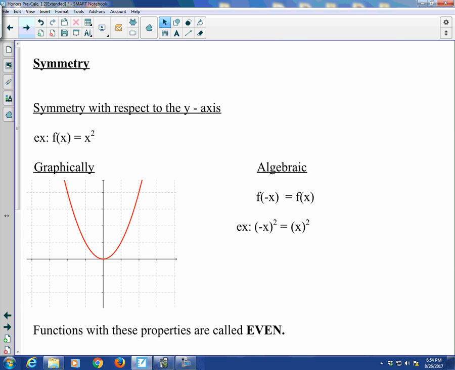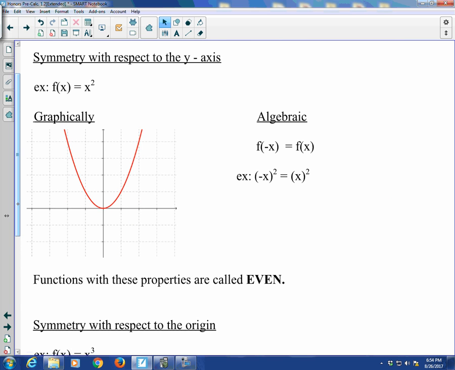We're going to look at symmetry. There are two types of symmetry we're going to look at. Symmetry with respect to the y-axis basically means that every ordered pair we have on one side of the y-axis is reflected across the y-axis onto the other side.